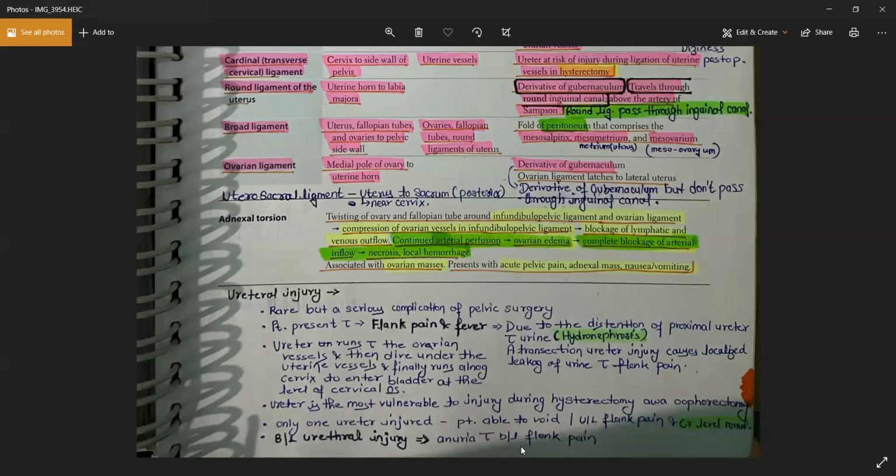So always note, a patient who is having a history of oophorectomy or hysterectomy, maybe she is now admitted in the hospital, and within the hospital, she started having bilateral or unilateral flank pain with fever, or having a history of anuria. So always think about injury to the ureter, because they are the most common structures that get damaged in oophorectomy or hysterectomy.